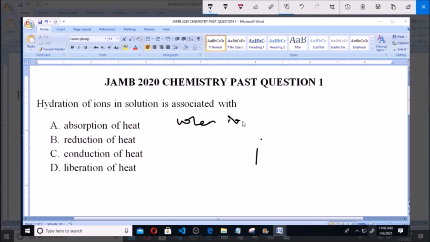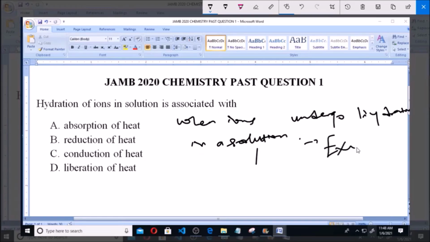So when ions undergo hydration in a solution, it is noted that this kind of hydration reaction is an exothermic reaction. Hydration reaction is an exothermic reaction, and exothermic reaction is a type of reaction in which heat is liberated to the surrounding.